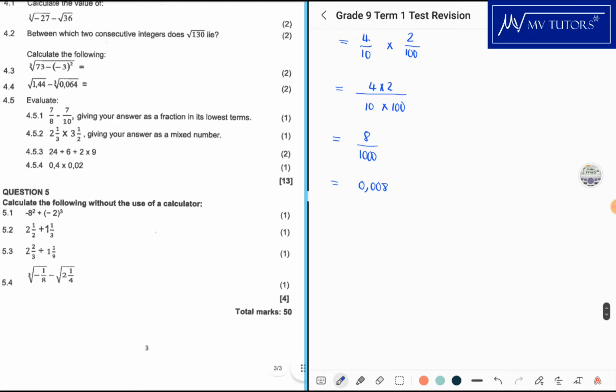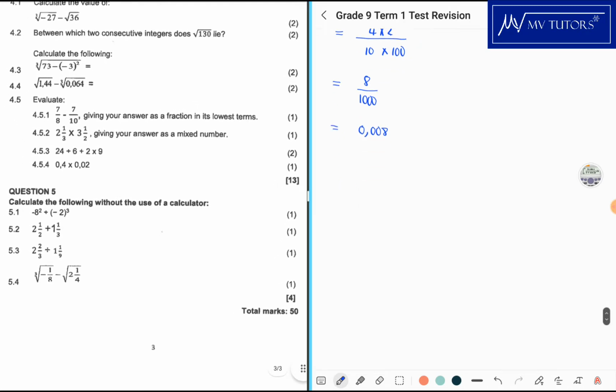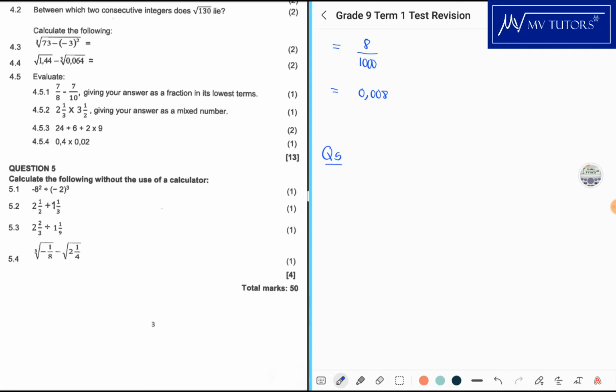Okay, now the last question. They're also giving 1 mark each. I feel like they're stingy. It says calculate the following without the use of a calculator. Alright, now that I've read that, question 4, just use the calculator, okay?